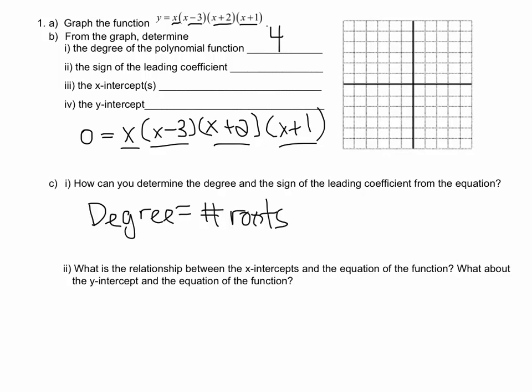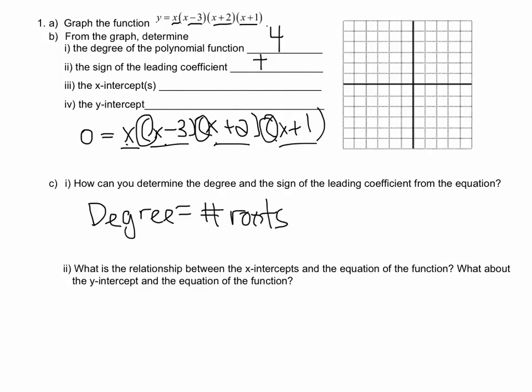The sign is going to be positive, because if we expanded out this polynomial, x times x times x times x, there's no negatives in front of our x values here. That means that the sign of our leading coefficient is going to be positive.